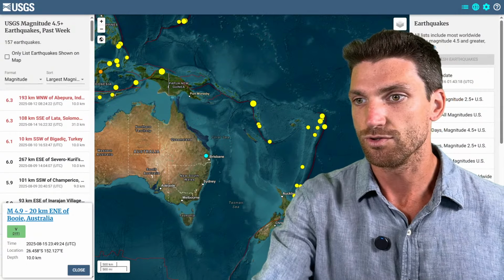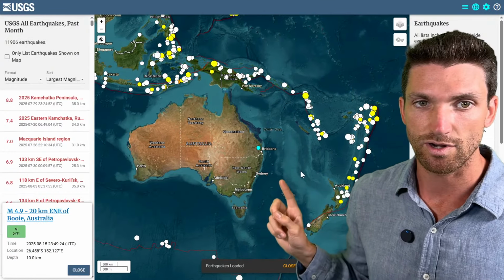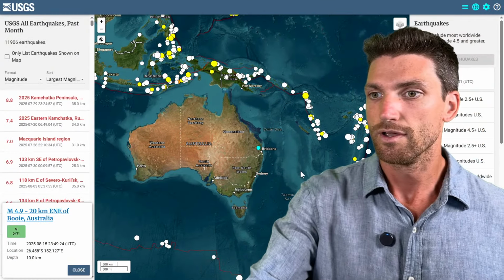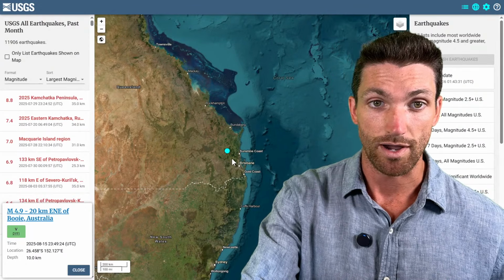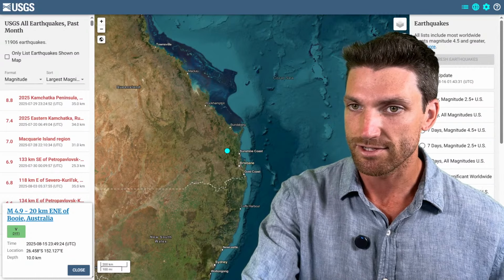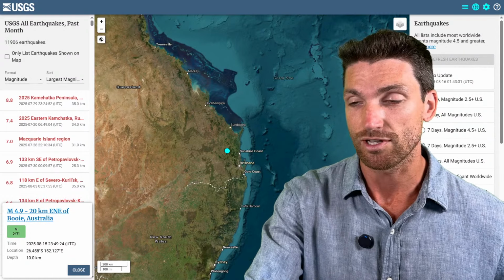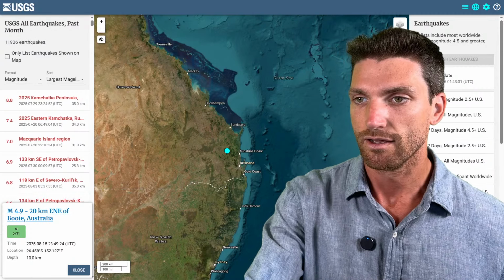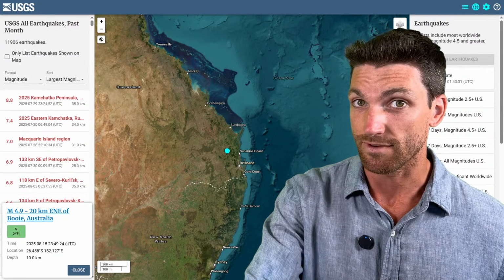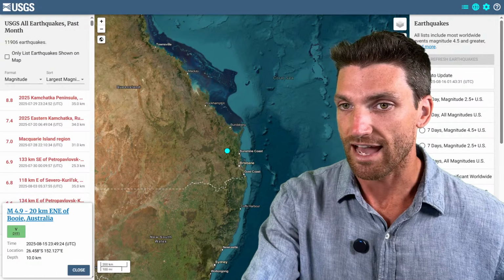So if we go to our 30 days, for example, you won't see any earthquakes in Australia except that one. So this earthquake along the Gold Coast is quite significant. Magnitude 5 according to the Geoscience Australia now, originally pegged as a 5.6, USGS has it as a 4.9. And there is a pretty big difference between a 5 and a 5.6. So interesting. But that just happened.